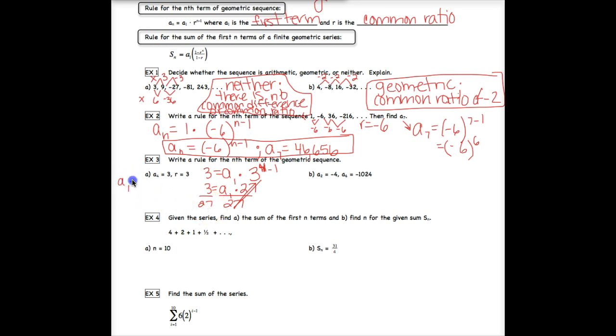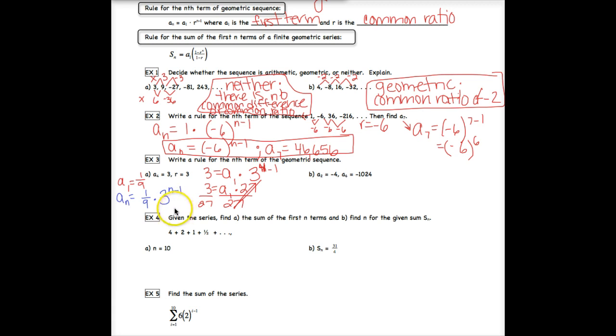So I now know that my first term would have had to be 1/9, which means I can write my rule now. So a sub n equals a sub 1, which is 1/9, times r, which is 3, to the n minus 1.